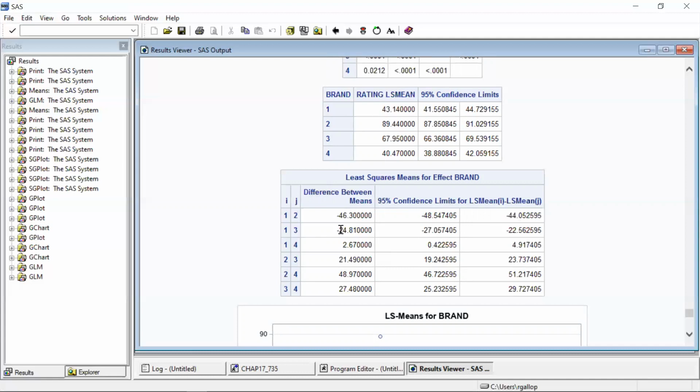Level 1 to level 3. And look at level 1, level 4. We're 95% confident the true on average difference between level 1 and level 4 corresponds to level 1 being somewhere between 0.42 units to 4.92 units higher with respect to on average rating compared to level 4.